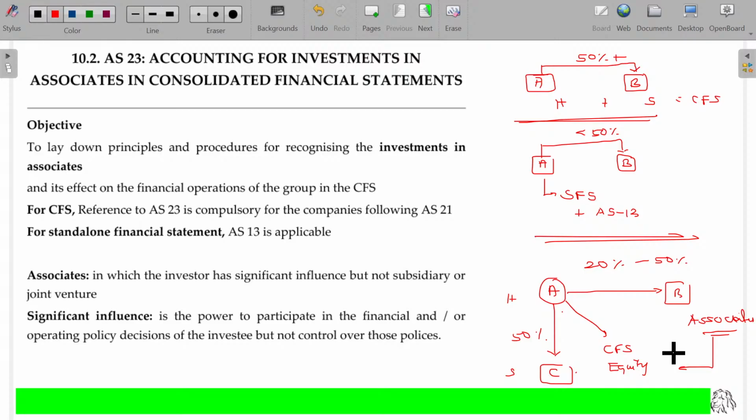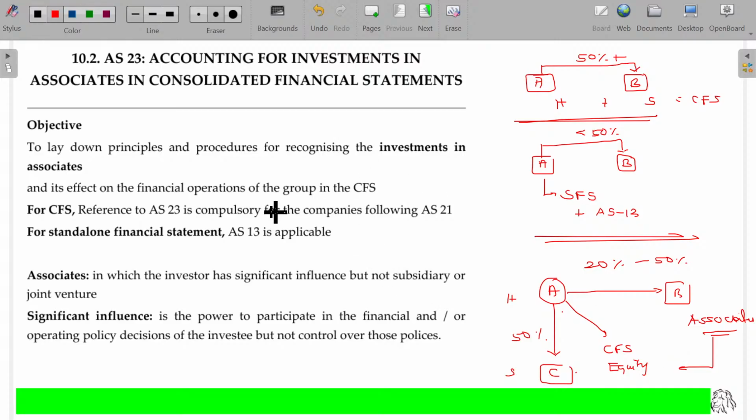In case A company holds more than 20 or less than 50, of course there is no holding company status, then we can call this being the associates. Investments in associates: if you are supposed to prepare CFS as per AS number 21 because of being the holding company of some company, the associate company's investment should also be valued under equity method and incorporated with the CFS account, where the shares held by the outsider is not a matter.